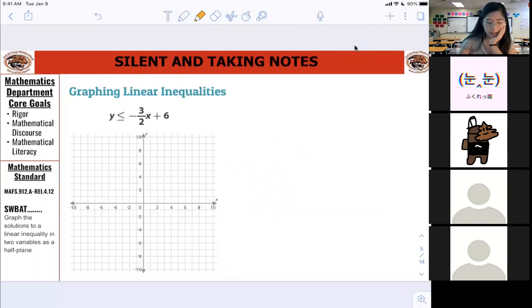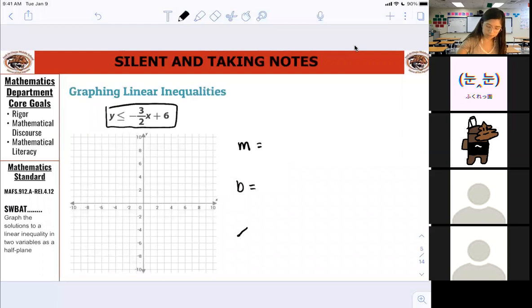Now I have y is less than or equal to -3 over 2x plus 6. So let's go through all of those steps again. I need to know my slope. I need to know the y-intercept. And because I have a less than or equal to symbol, I need to decide if it's going to be above, below, solid, or dotted. So take a couple seconds to think about the answers to this to yourself. See if you can identify all of those things. And then in just a minute, I'll ask people to say it out loud. But I just want everyone to think about it first.